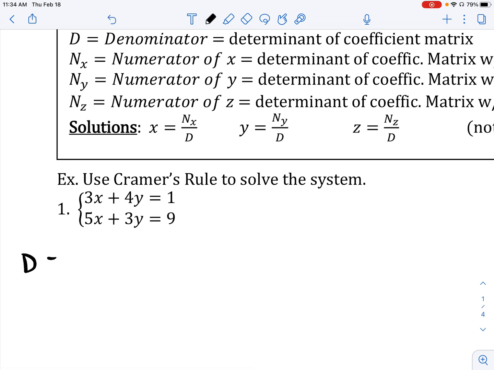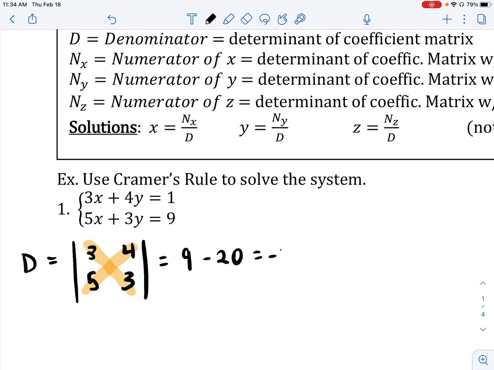So our D here is going to be the determinant of this coefficient matrix, I should say. We're going to draw these straight lines to indicate that we're finding the determinant. So we're going to write 3, 4, 5, 3. Again, we're going to find the determinant here. If you forget how to find the determinant, watch my 7.7 video where I walk us through that process. But effectively, we're going to multiply this diagonal, which is 3 times 3, which is 9. And then I'm going to subtract the product of this diagonal, so minus 20. So our determinant here is negative 11. So our D value is going to be negative 11.